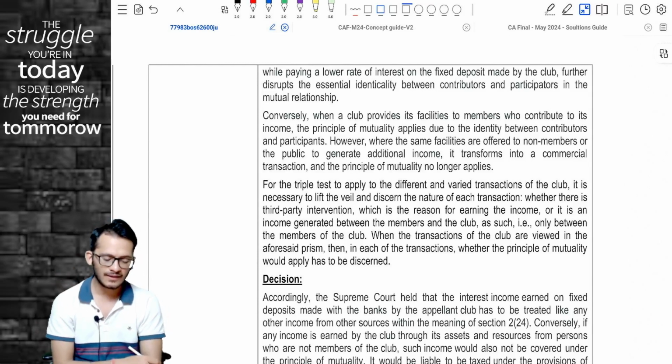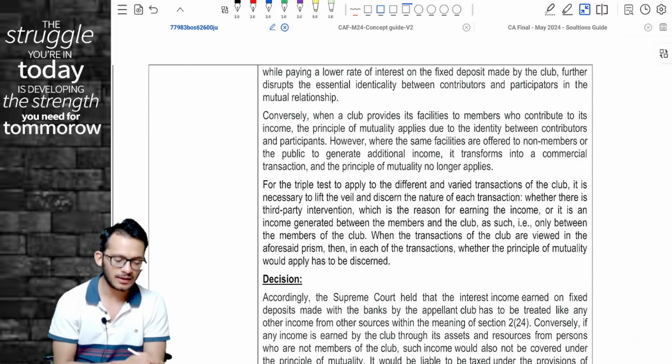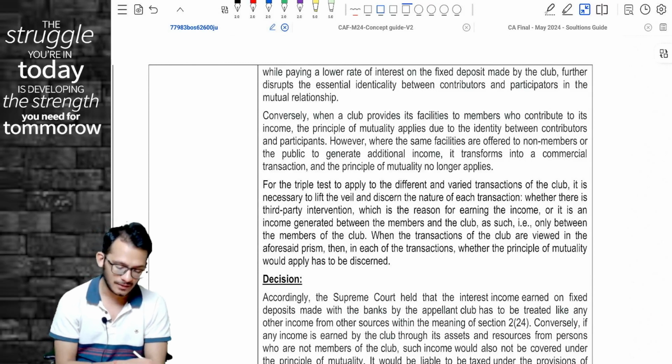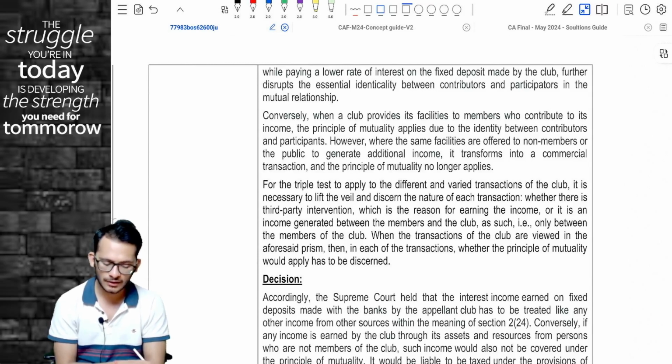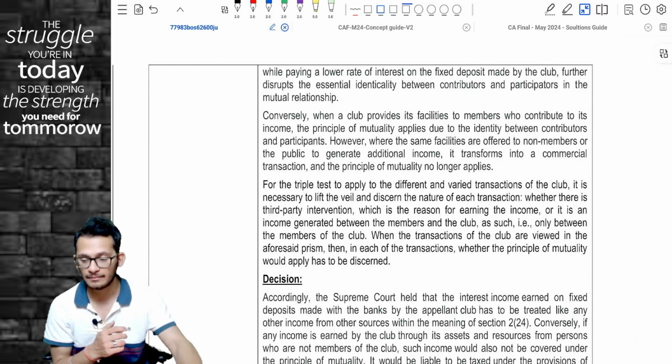Conversely, when the club provides its facility to a member to contribute to its income, the principle of mutuality applies due to the identity between the contributor and participants. However, where the same facilities are offered to non-members or to the public to generate additional income, it transforms into commercial operations and the principle of mutuality no longer applies.